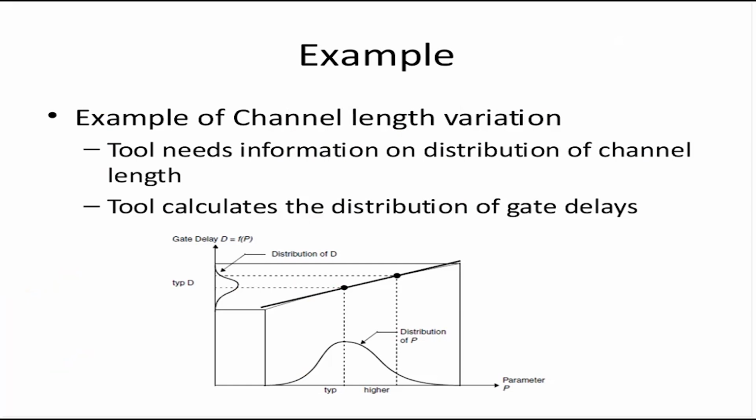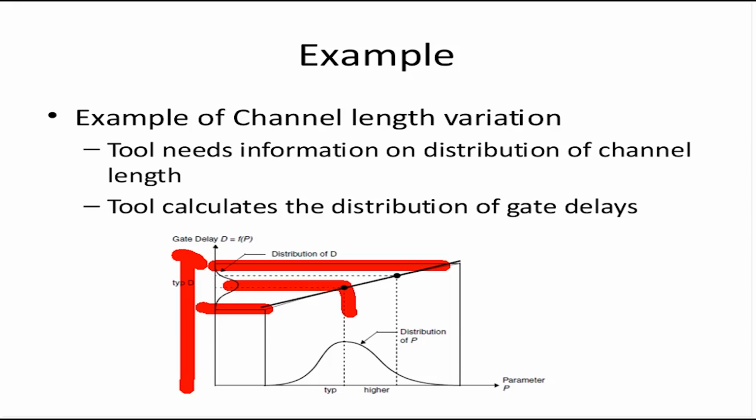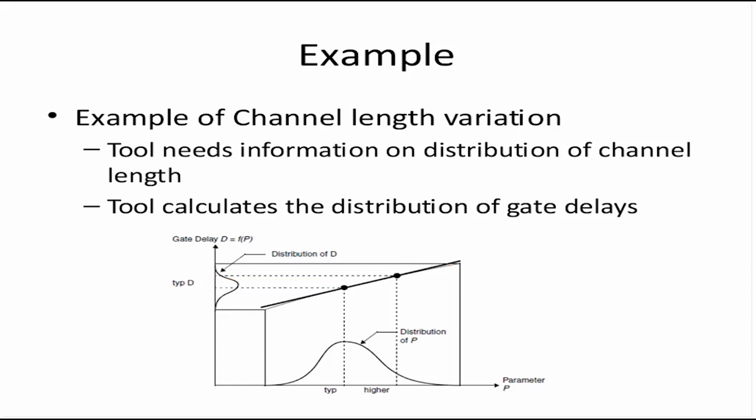Example. Let's see the example of channel length variation. The tool needs information on the distribution of channel length. The tool calculates the distribution of gate delay, right? So the parameter is this distribution of channel length, and it will calculate the gate delay. A lower channel length will have less gate delay. A higher channel length will have more gate delay. The mean will correspond to some typical value, right? So if we give the tool the effect of channel length variation, and we tell the tool the formula to calculate delay, it will calculate the delay from the channel length variation distribution. This is what the ideal SSTA system will do.